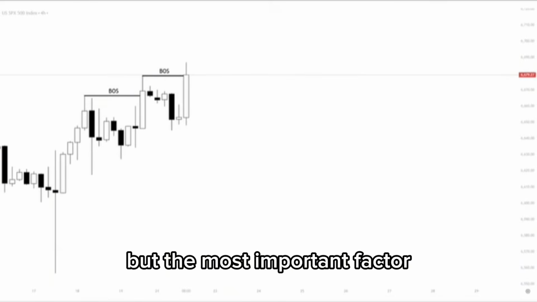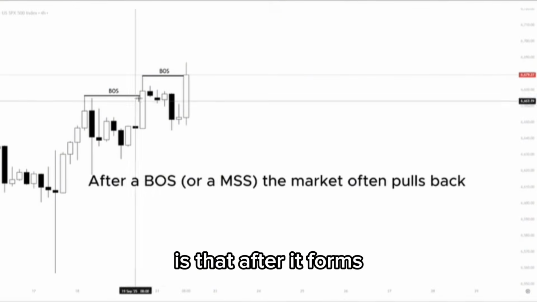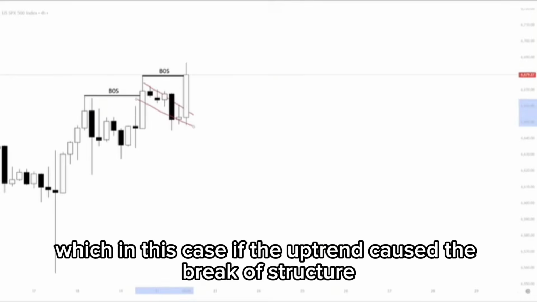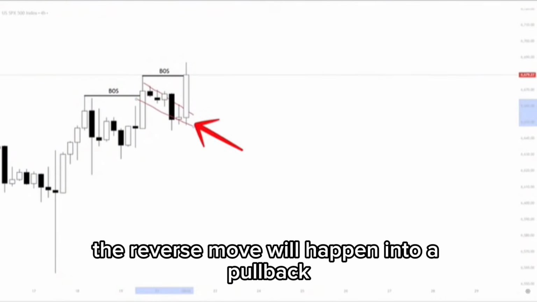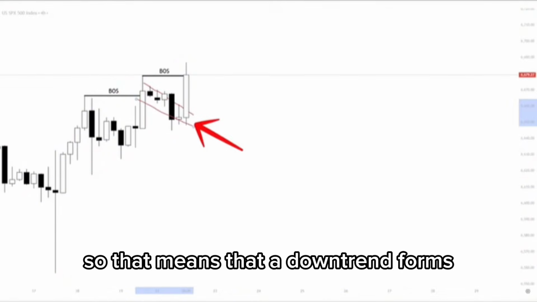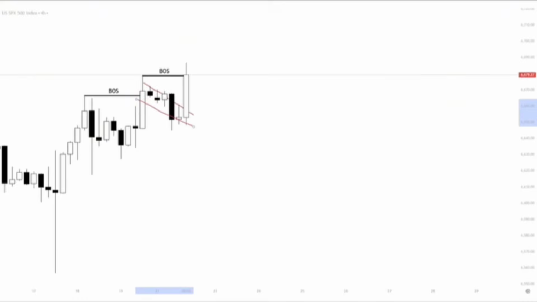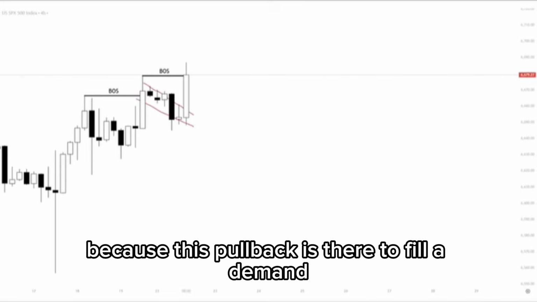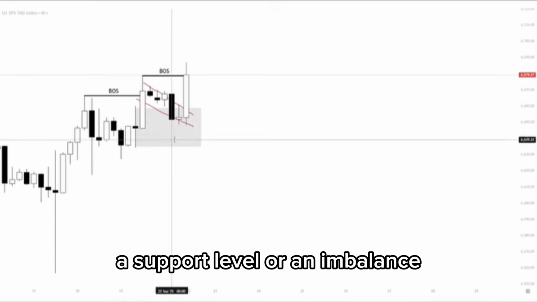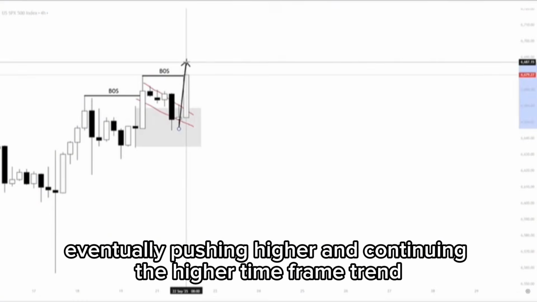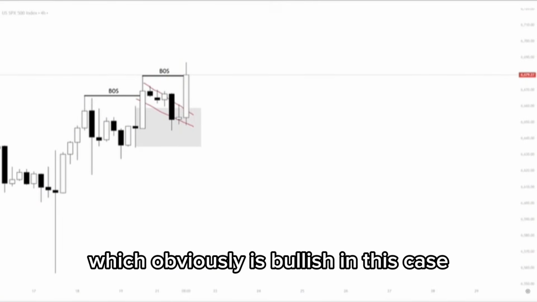But the most important factor you should know from the breaks of structure is that after it forms, the market will usually pull back against the movement that caused it. Which in this case, if the uptrend caused the break of structure, the reverse move will happen into a pullback. So that means that a downtrend forms, but inside the lower time frames, on the internal trend. That's important to know because this pullback is there to fill a demand, a support level, or an imbalance, just so the market can gather more buy orders at a lower price, eventually pushing higher and continuing the higher time frame trend, which obviously is bullish in this case.